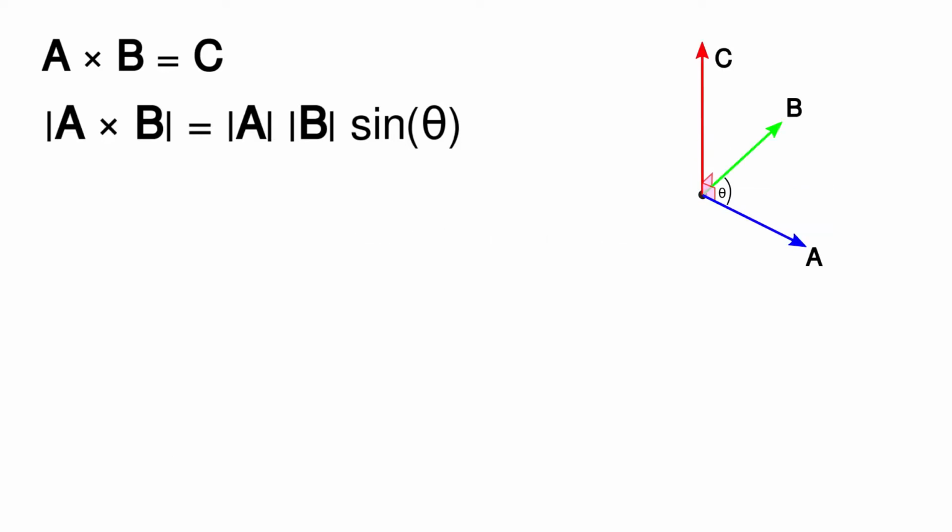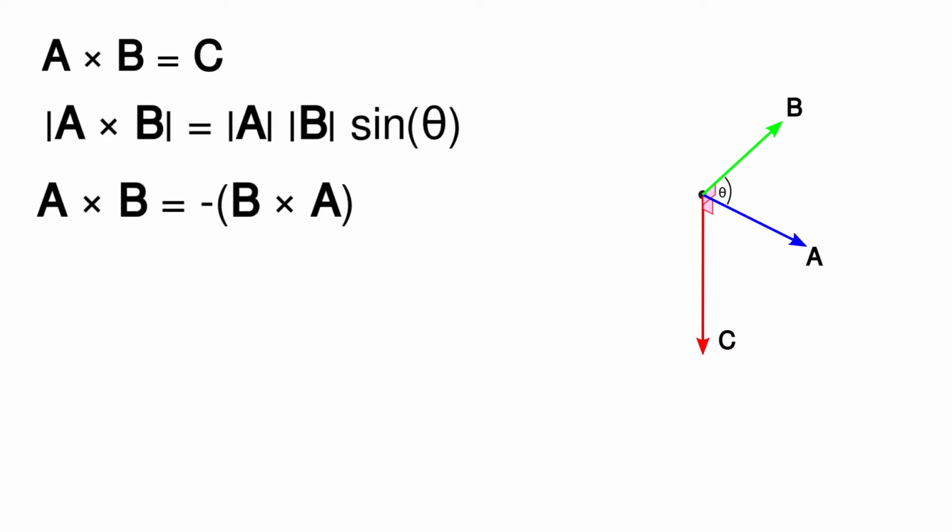Though the cross product symbol is sometimes used in scalar maths to mean multiplication, properties are slightly different for vectors. For example, the cross product is not commutative, meaning that if you reverse the order and do b cross a instead of a cross b, you get a different resulting vector c. In fact, you get the same magnitude of vector, but with the opposite direction.